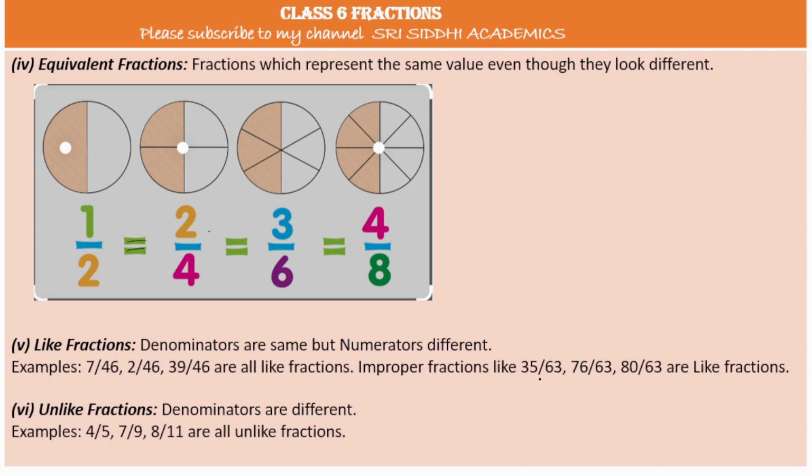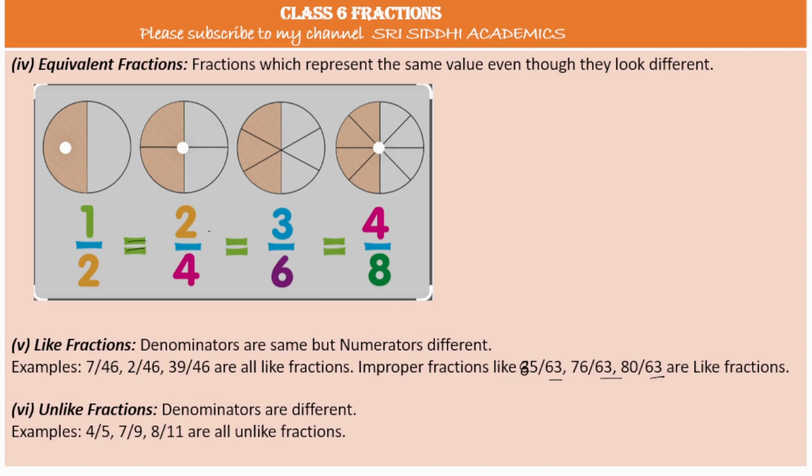Similarly, improper fractions में 35, okay, this is not an improper fraction. I'll change it to 85 to make it an improper fraction. 85/63, 76/63, 80/63. Here the numerators are all greater than the denominator, which means they are all improper fractions, and they are like fractions because the denominator remains the same in all the 3 cases. So these are improper fractions which are also like fractions. Unlike fractions definitely will be the opposite of like fractions. Denominators are different. Example, 4 by 5, 7 by 9, 8 by 11. You can write so many other fractions which are unlike, when the denominators are different.